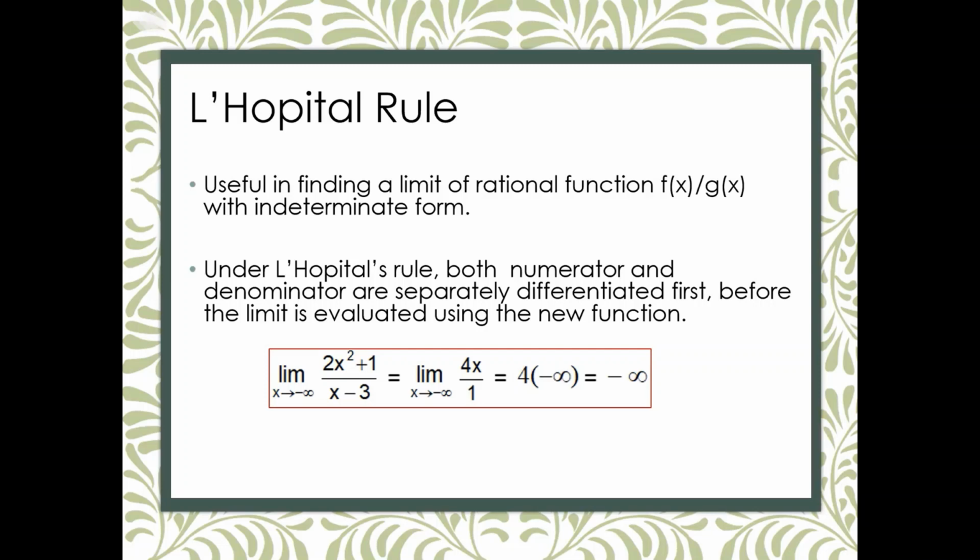For example, if given the limit of (2x squared plus 1) over (x minus 3) when x approaches negative infinity, to solve the limit you need to differentiate both numerator and denominator separately. Differentiate 2x squared plus 1 is 4x and differentiate x minus 3 is 1. Replace the x with negative infinity and simplify, you should obtain negative infinity as the final answer.